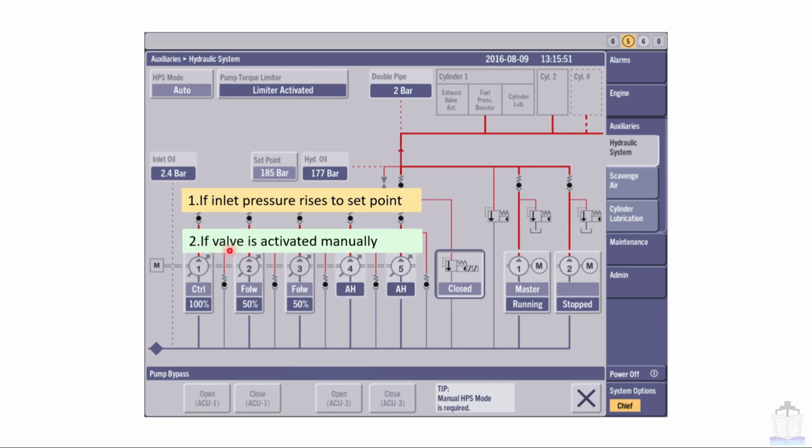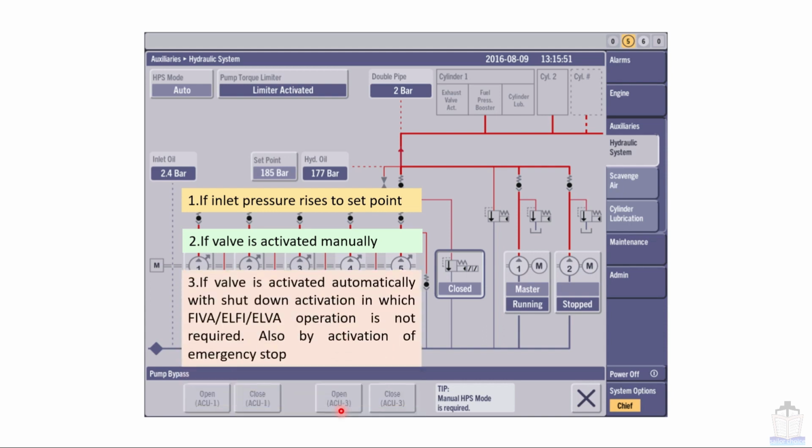Next, if valve is activated manually. This valve you can activate manually also. Here you can see there are two lines, that means there are two solenoid valves which are electrically driven. One solenoid valve is operated from the SU1 and another solenoid valve is operated through SU3. So you can operate manually from SU1 as well as from SU3. I will show with the help of video how you do that.